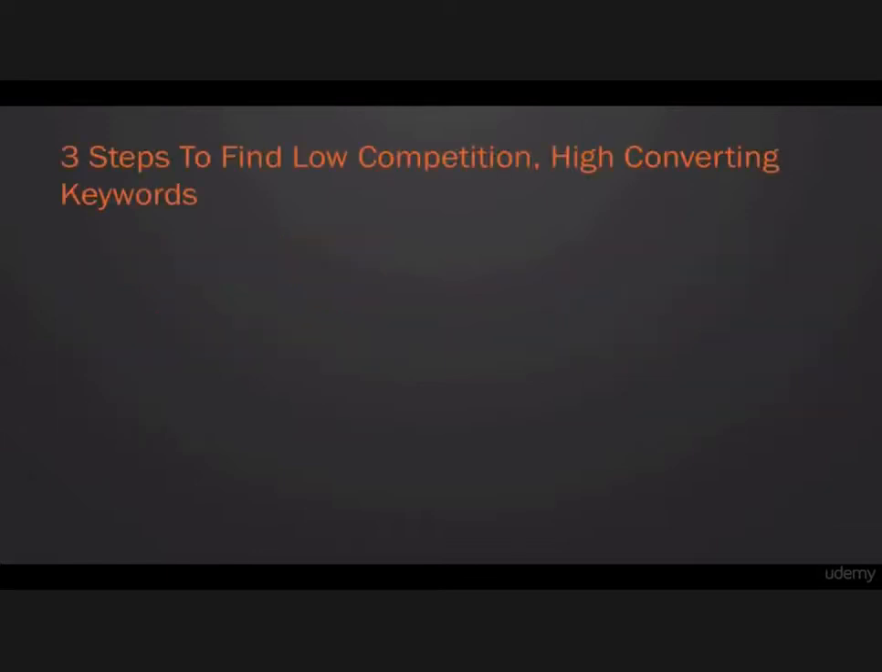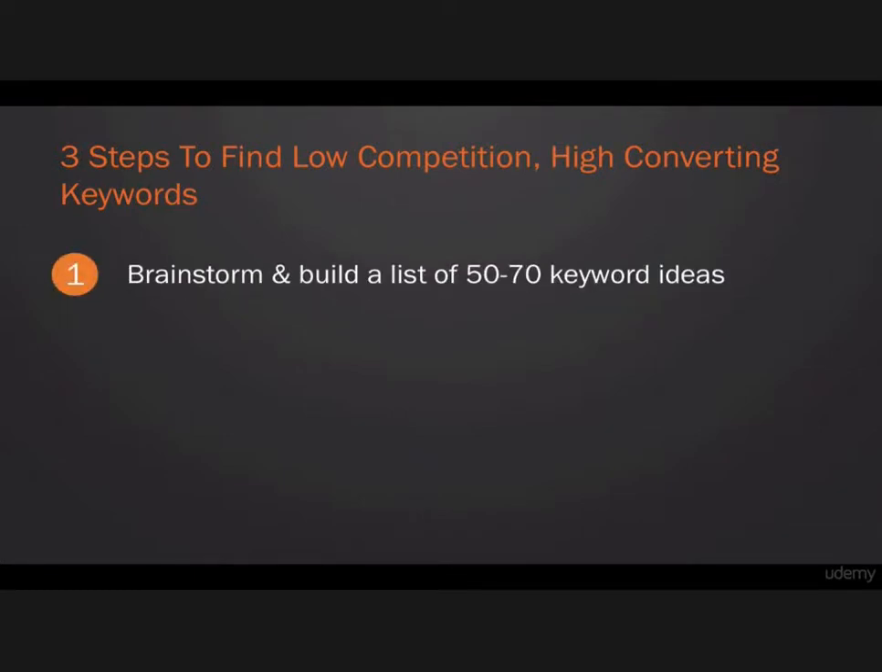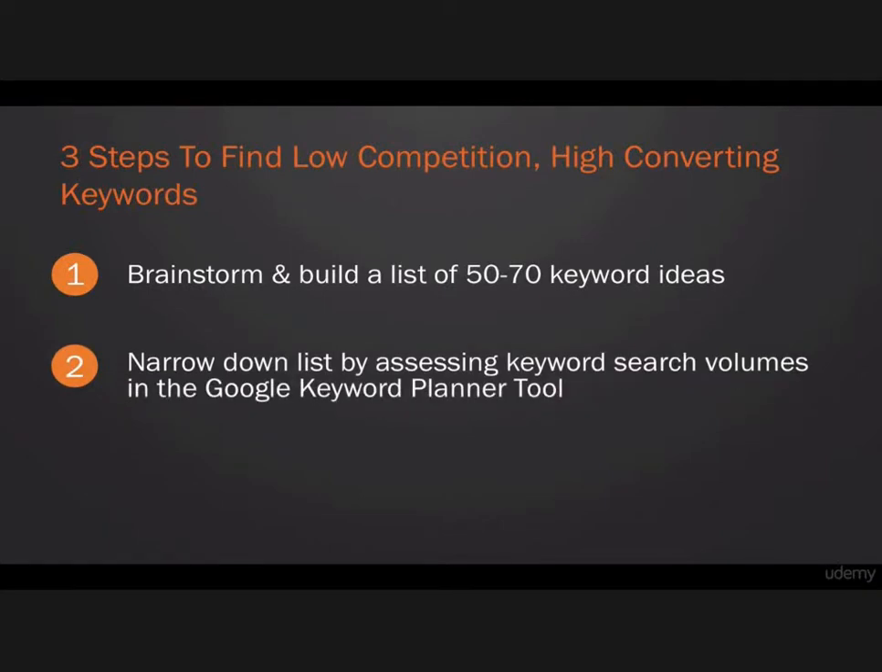So now I want to give you an overview of the 3 steps to find low competition, high converting keywords. And this is really what we're going to be covering in the remainder of this section. So firstly, we want to brainstorm and build a list of 50 to 70 keyword ideas. And I'm going to show you how to do that in the next lecture using 3 different tools. Secondly, what we want to do is narrow down that list by assessing really is there search volume for these keywords, and we're going to use the Google Keyword Planner tool.